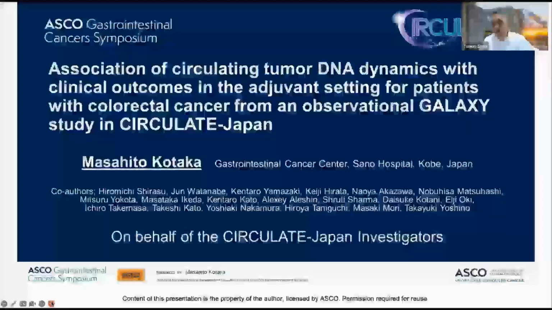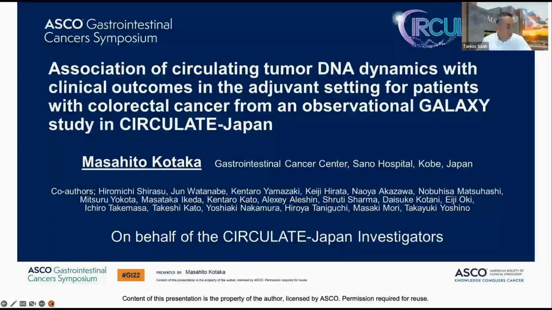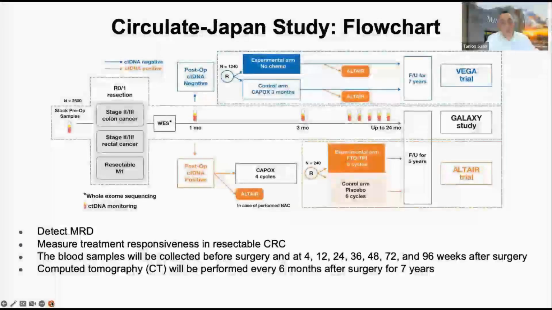This study I like quite a bit. This is from our Japanese colleagues. Essentially, they did the study called Circulate Japan, which is a very large study, but mostly focusing now on the observational Galaxy arm. This is the one that was published in Nature Medicine recently. This is the middle study, part of that whole Circulate Japan study, which essentially included 3 parts: MRD negative, MRD positive, going through the Vega and the Altair trial. Those are not presented or published yet.